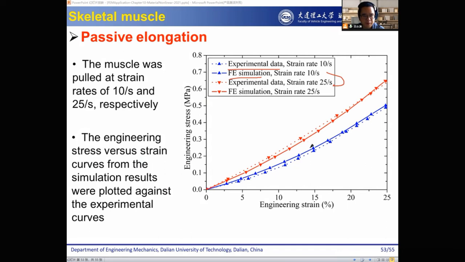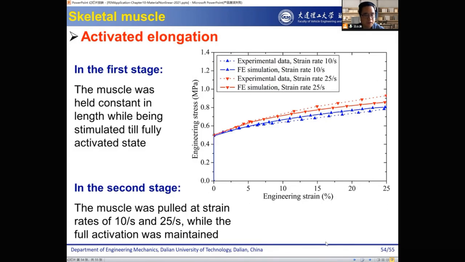The solid line is the simulation and the dotted line is the experiment. We can say they have a good match with each other, which means the constitutive model we developed can describe the mechanical behavior of the muscle. That's the conclusion.